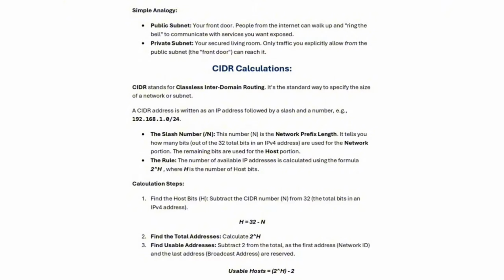Now let's understand CIDR calculations. CIDR stands for classless inter-domain routing. It is a standard way to specify the size of a network or a subnet. A CIDR address is written as an IP address followed by a slash and a number. Example: 192.168.1.0/24. The number after the slash, n, is the network prefix length. It tells you how many of the 32 total bits in an IPv4 address are used for the network portion. The remaining bits are used for the host portion.